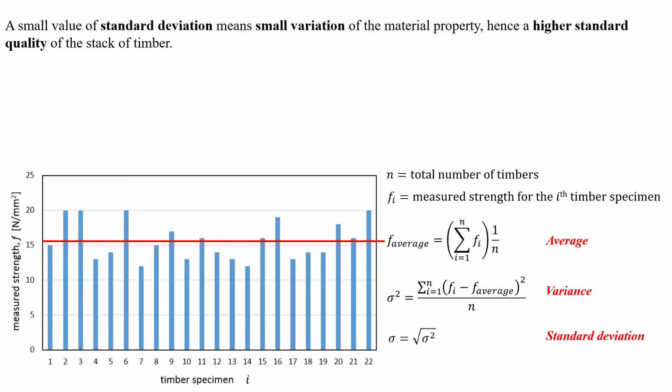This is quite interesting. A small value of standard deviation means a small variation in material properties. A higher standard deviation means a lower quality of the timber stack. I.e., if I've got a timber stack and some samples are really low and some really high, I would say the quality of the wood is not a good fit, is it? If you're a timber merchant, you want to buy wood that's consistent, dependable and reliable. So you don't want a standard deviation that's bonkers.